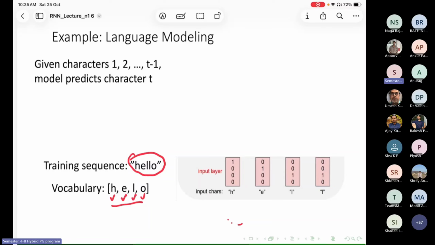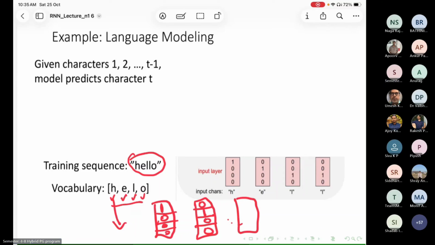One hot means it will be having the one. So for h, I'll give the four-dimensional vector, and the first dimension will be having one and the remaining will be having zero. Similarly for e, I'll give the second dimension as a one and the remaining will be having zero. Similarly for l, I'll be having 0, 0, 1, and 0. And fourth, 0, 0, 0, and 1. So these are four different vectors, and one vector is assigned to one character.